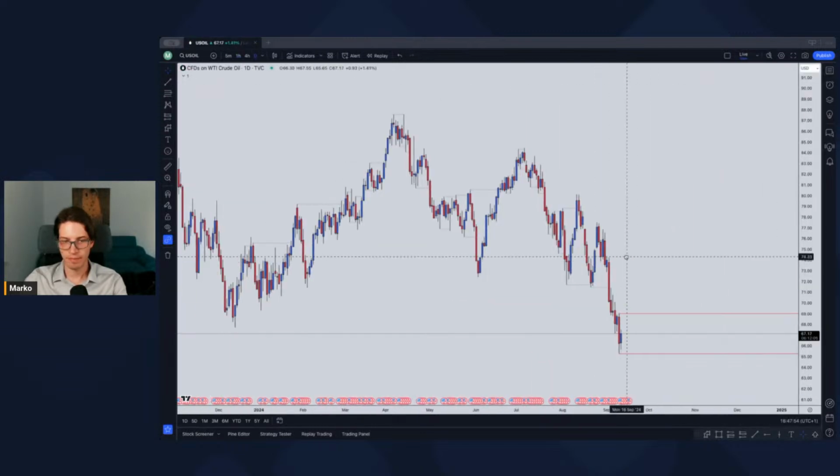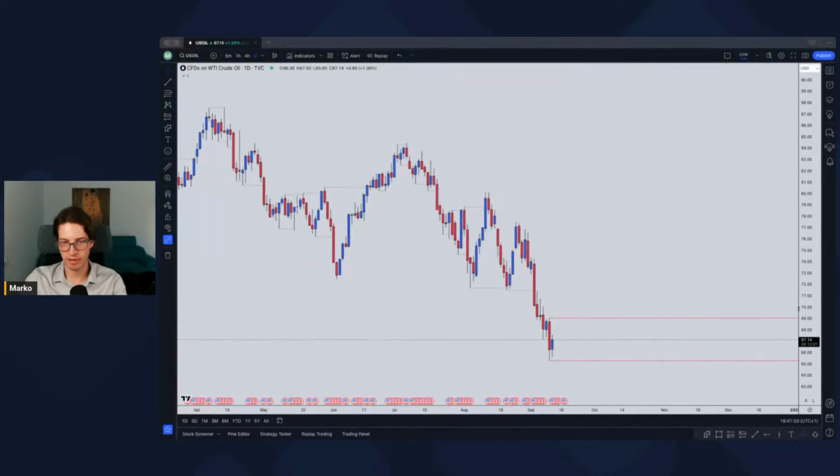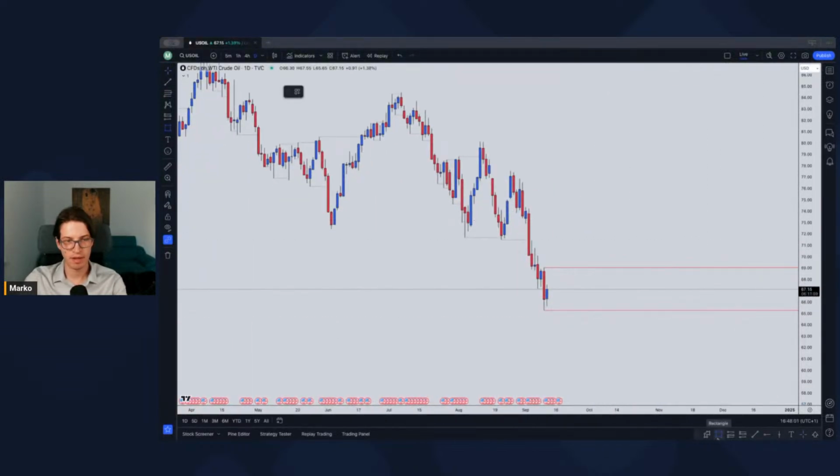US oil, bearish. US oil is bearish on the daily chart. It's moving down. You can see the V reversal here. This one is an inverse V reversal, you could say, or a cup and a handle. It's a bearish pattern, and as you can see, the price went down.